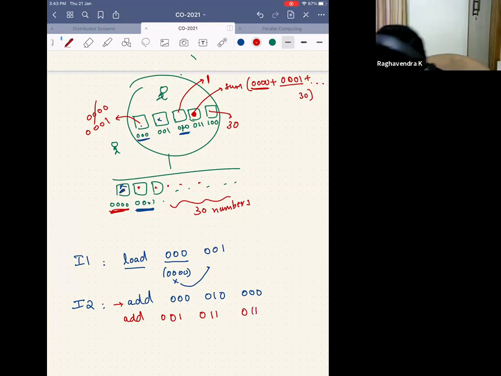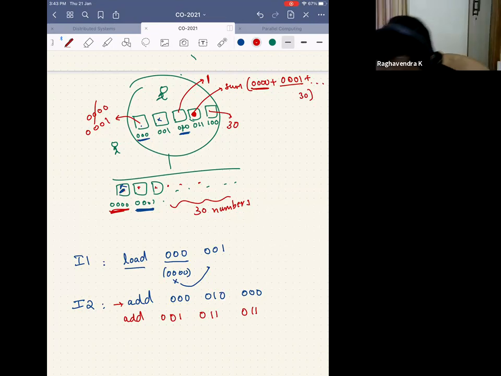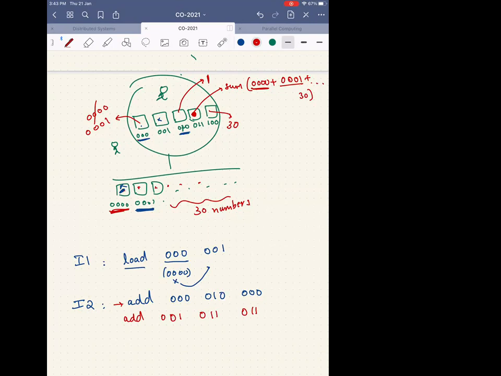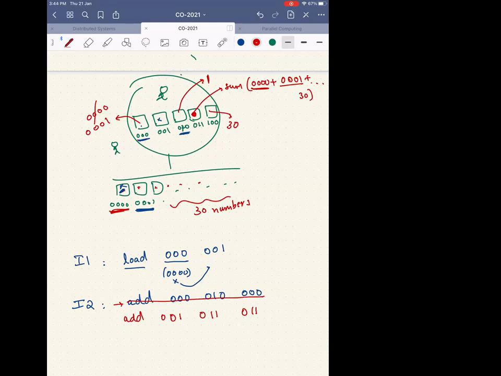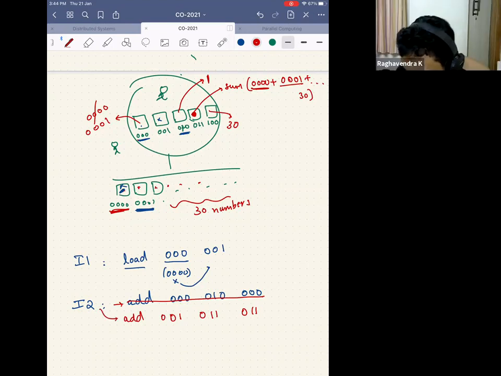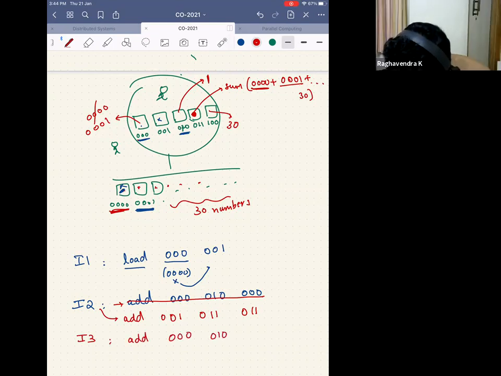So you are assuming 011 has 0 initially. Yeah, initially. Okay. Let's go by your logic itself. I think it works. Okay. Now what do you want to do? I3 will be the initial I2, which you cancelled out. Okay. Add 0,0,0, 0,1,0, and 0,0,0. Okay. So now you implemented this. And now jump.